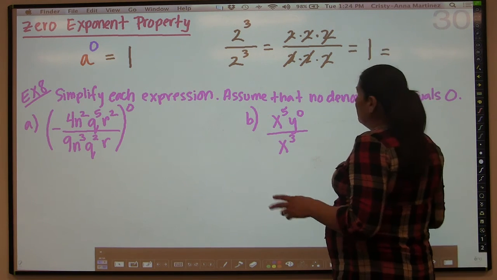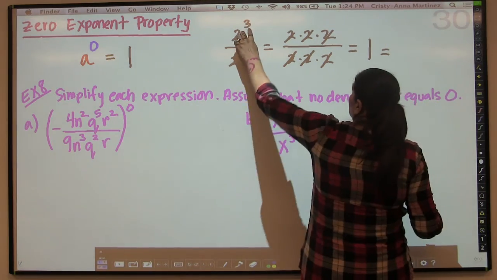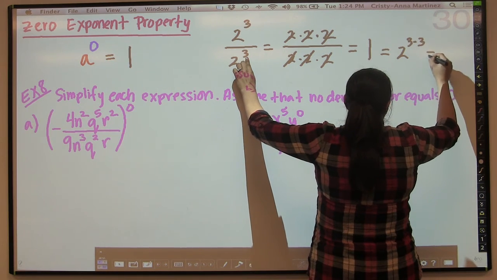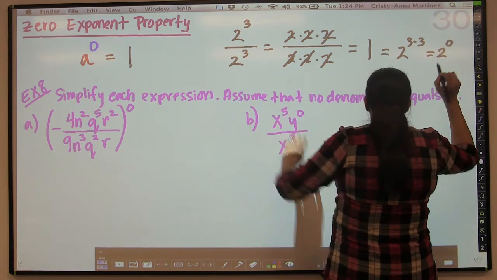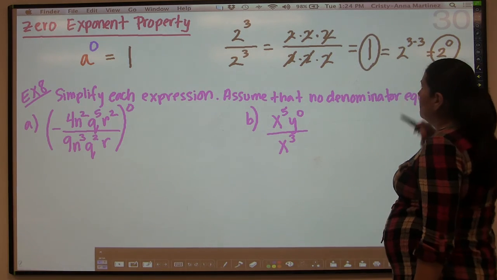But more importantly, if you had actually used the quotient property, you would be subtracting these exponents, and you would have 2 to the 3 minus 3, which is the same thing as 2 to the 0. And so basically, we see that 2 to the 0 power is 1.